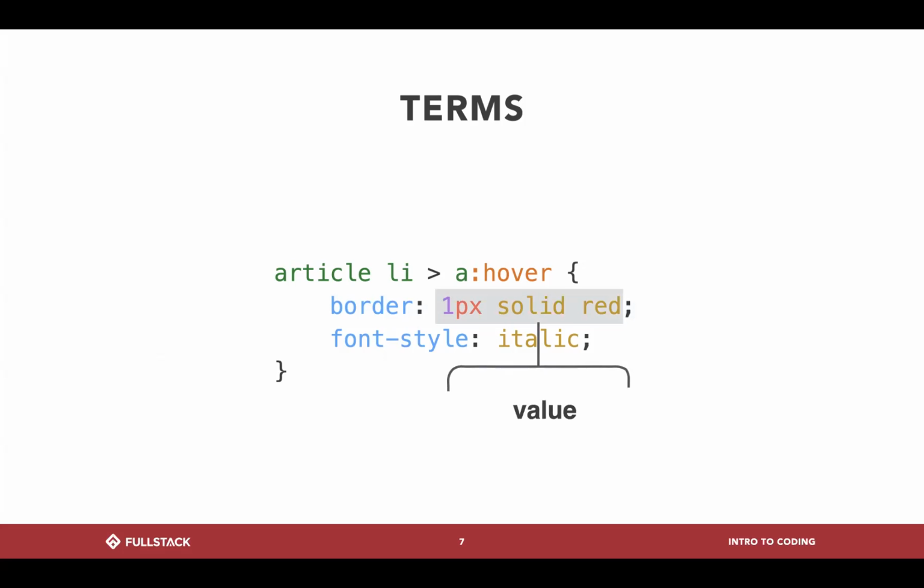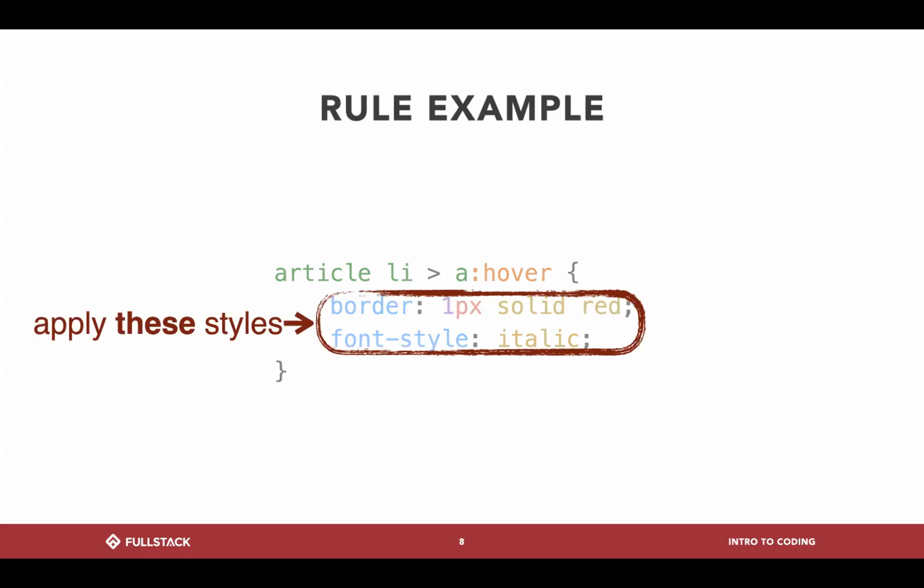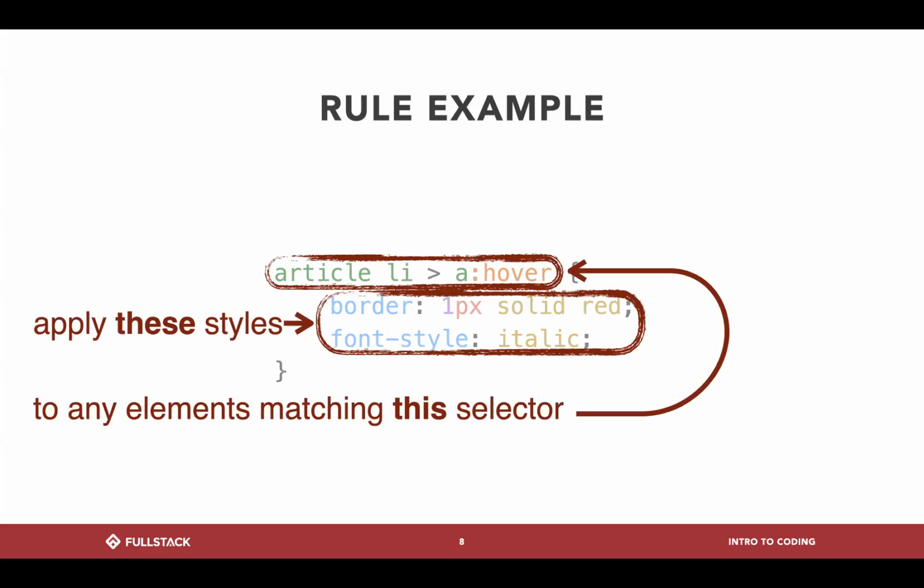So right below that, you can see I want this list item to have a font style property of italic. So give it an italic font. And that's all this is doing. It's just giving a rule. So apply these to any elements matching this selector.